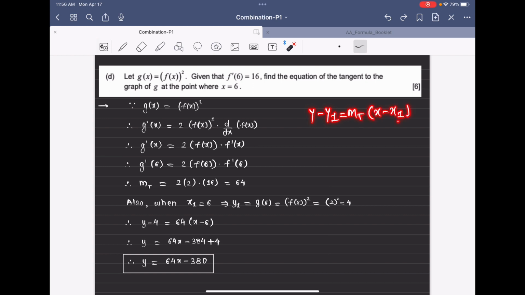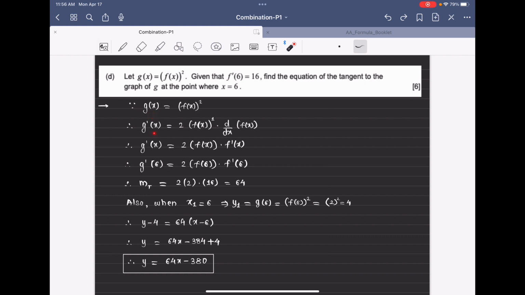What do I know? x1? Yes, 6. What do I know? mt? Yes, I know that also. But that is f dash x. I want g of x. So we have to convert and we have to find out each and every value. So these are not your x1 and y1. So let's first find out the derivative.